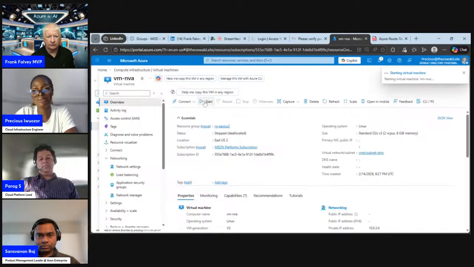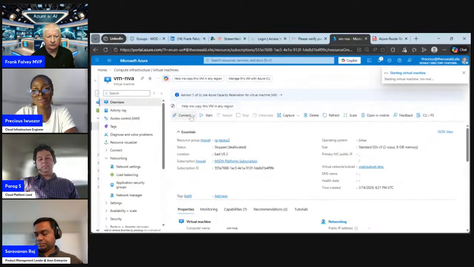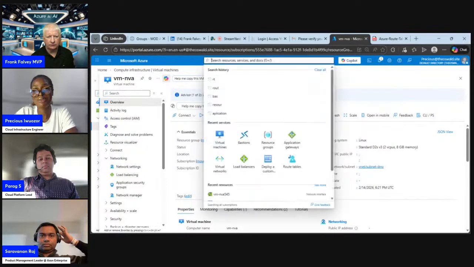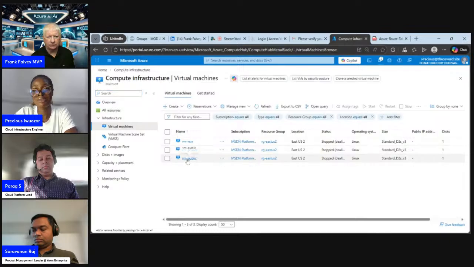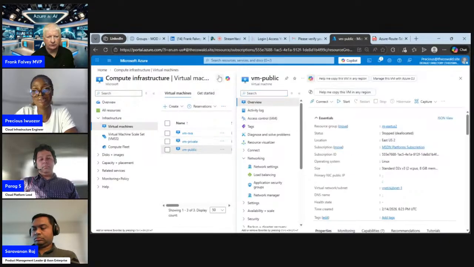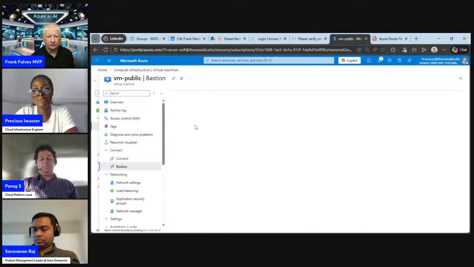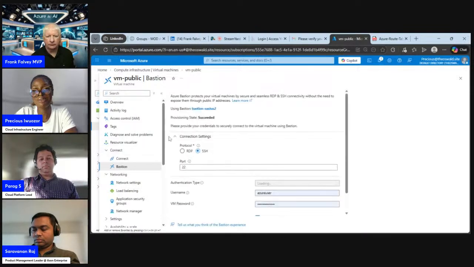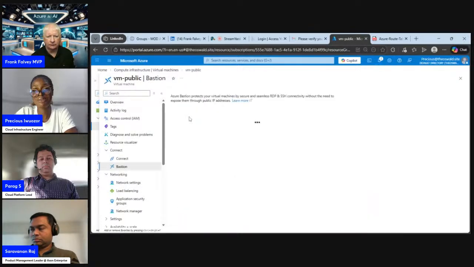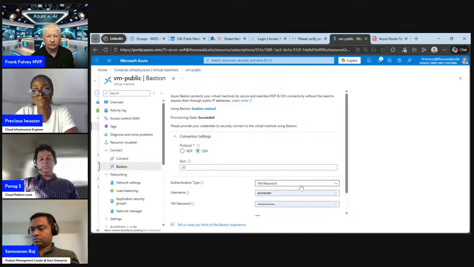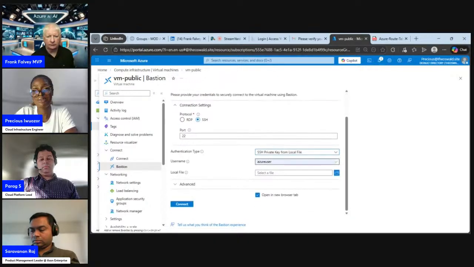So I'm going to go ahead to confirm my connectivity. To confirm my connectivity, I have to log into my public virtual machine through Bastion. I'm going to start this. This is my public key. I'm going to connect.